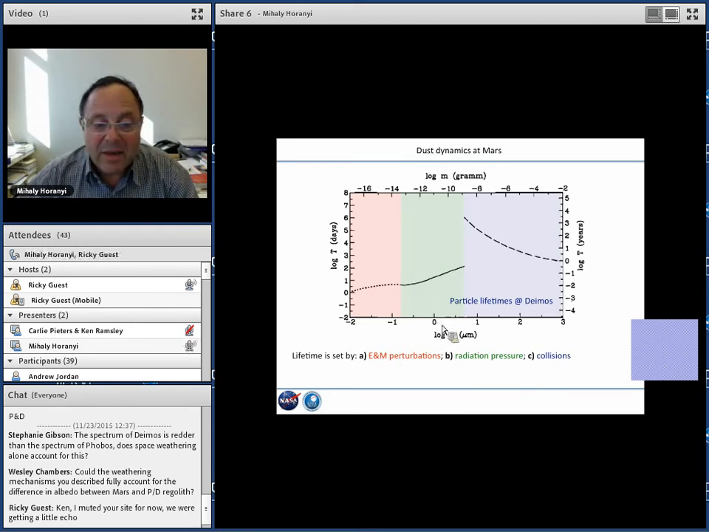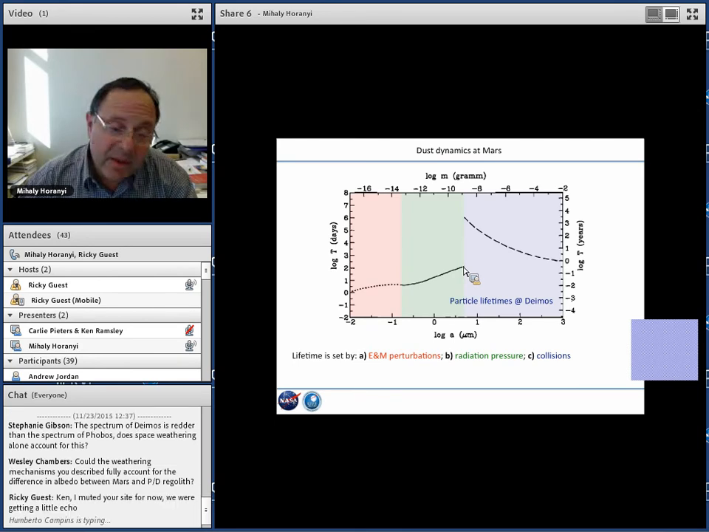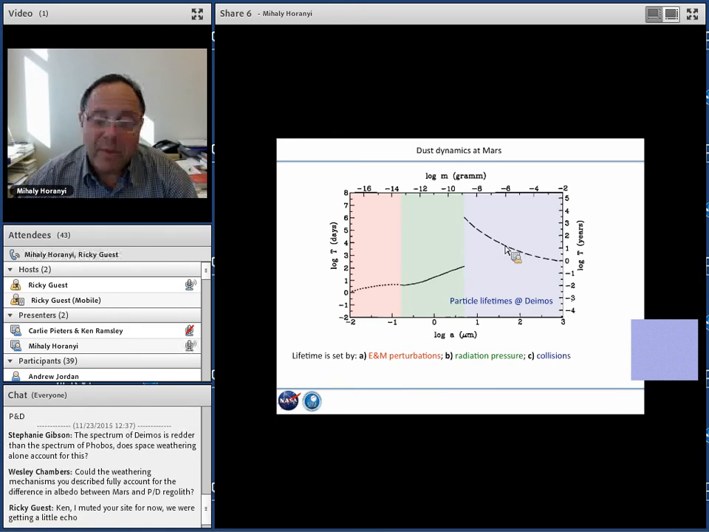Somewhat bigger particles are vulnerable to radiation pressure perturbations. Radiation pressure is a conservative force, so they keep their semi-major axis, but they lose angular momentum and they are driven to hit Mars or get absorbed in the atmosphere. And then the largest particles, depending again on the size, will recollide with either Phobos or Deimos and get lost from the system.